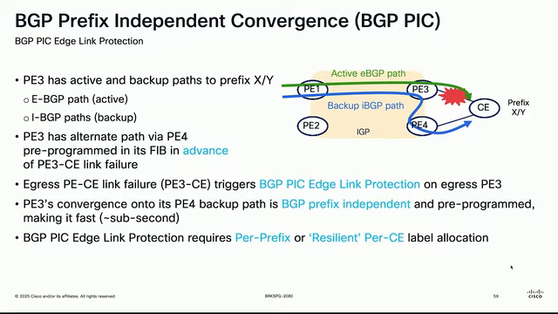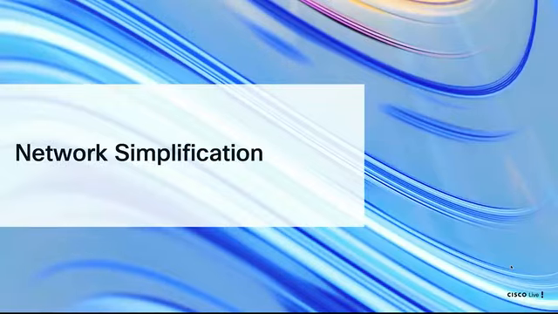The moment BGP PIC is enabled, PE3 would have the backup path programmed for prefix XY, say available via an IBGP path via PE4. So in this case, the traffic switching will happen on the egress PE itself via the IBGP path through PE4. Both flavors of PIC assure that convergence would be sub-second.